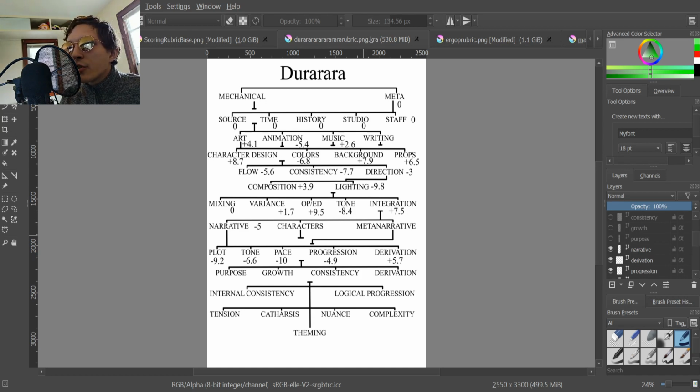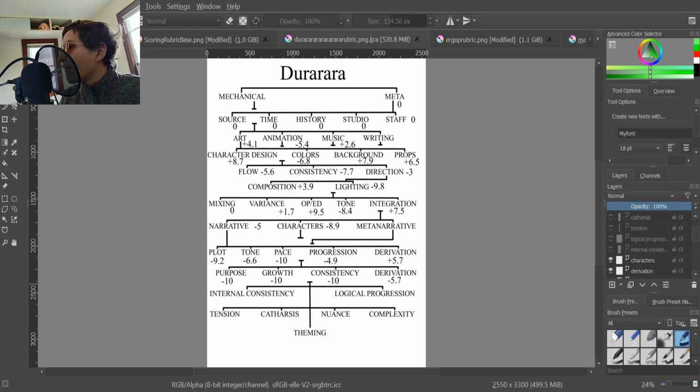So then we move on to our characters and the purpose. I gave this a negative 10. It's really, really bad. Like the worst. We have growth. I also gave that a negative 10. The consistency, I gave that a negative 10. And derivation, I gave a negative 5.7. I don't like the characters. I think they're shit, if that wasn't already immediately apparent. But we add all those up and divide by 4. We get a negative 8.9 for characters.